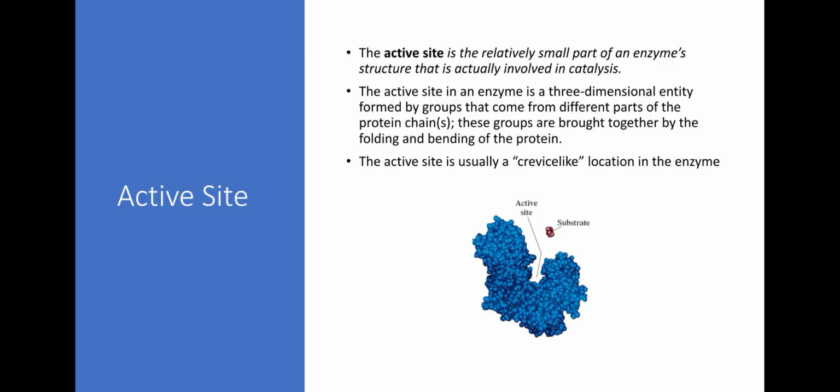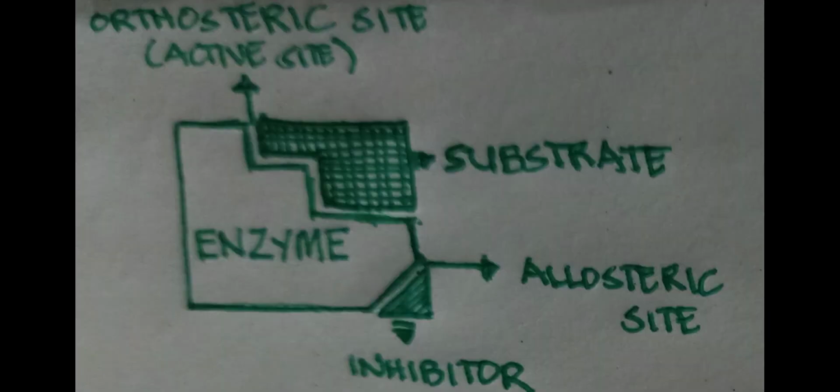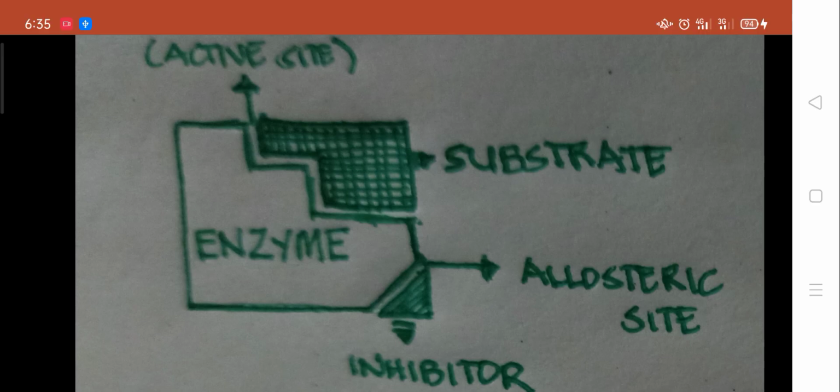Let us now identify the two points of attachment in an enzyme. The substrate attaches to the active site of the enzyme. This is also known as the orthosteric site. Another one is the allosteric site. This is where another substance, at a point other than the active site, attaches. In this instance, we have inhibitors. Later in this presentation, we will discuss the different types of inhibition.